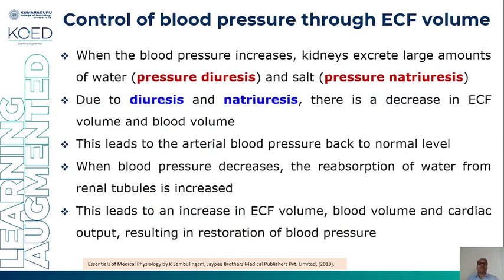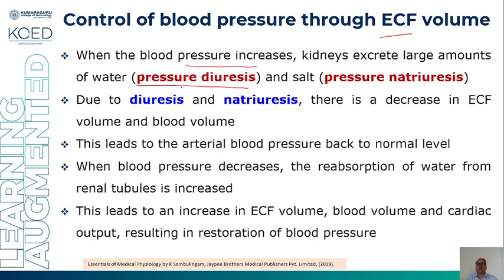So first we will see what happens to extracellular fluid volume. Very simple. When blood pressure increases, automatically two things will happen in the kidney. Kidneys are prompted to lose a large volume of water. This is termed pressure-based diuresis, or pressure diuresis. Urine formation contains a large quantity of water.